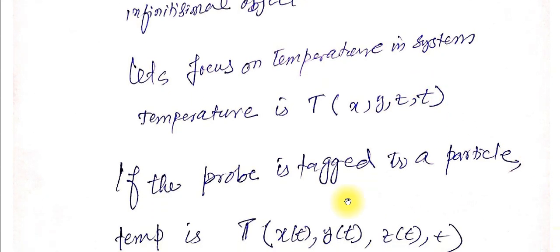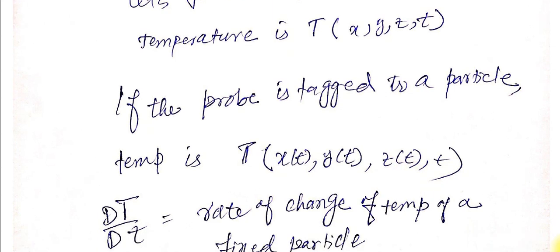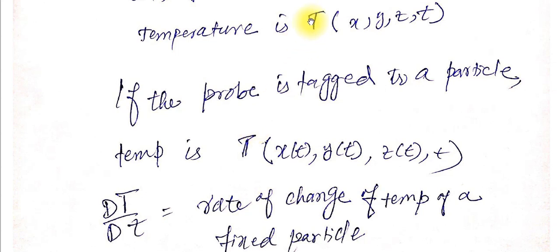If the probe is taken to a particle, temperature is T of x of tau, y of tau, and it is only a function of tau, the time. Okay. So you can see the change in temperature. If it changes in the x direction, it is with respect to time. If it changes in the y direction with respect to time, the change in temperature of the particle in the z direction with respect to time, and also it will show the temperature with respect to time.